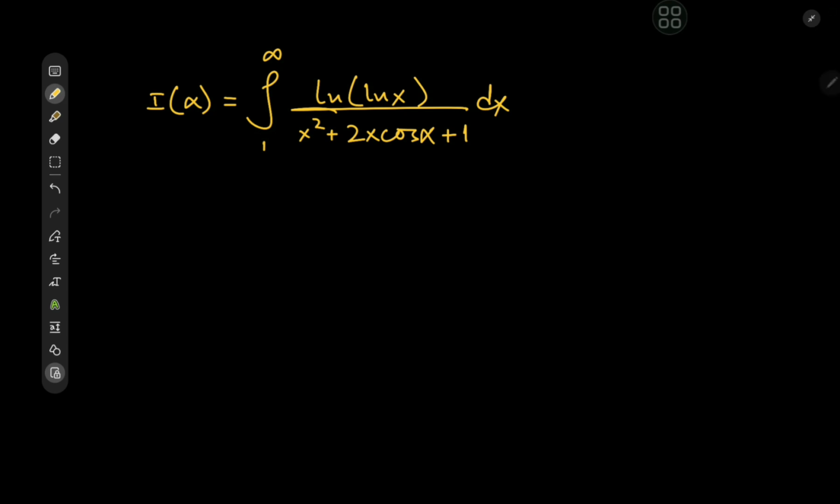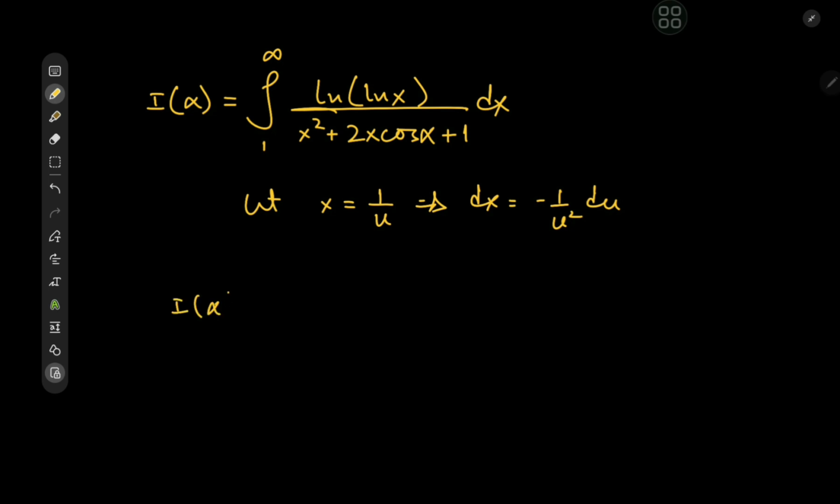The first thing we should notice is that we're integrating from 1 to infinity. We have a log x, and we also have a quadratic polynomial in x in the denominator. So we could benefit from a substitution that is letting x equal to 1 by u, which implies that dx equals negative 1 by u squared du.